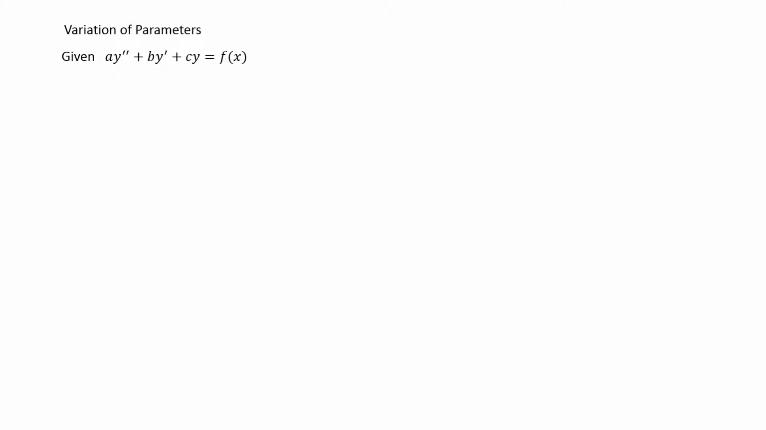Now, this f of x, let's say our f of x is secant of x. In the table form, the method of undetermined coefficients, it's not possible to determine our y sub p, or particular solution, if f of x is secant x. So this time we will use variation of parameters.